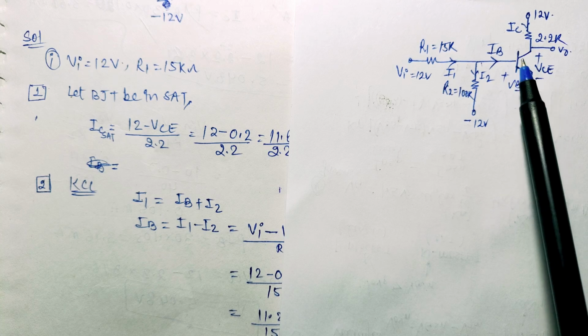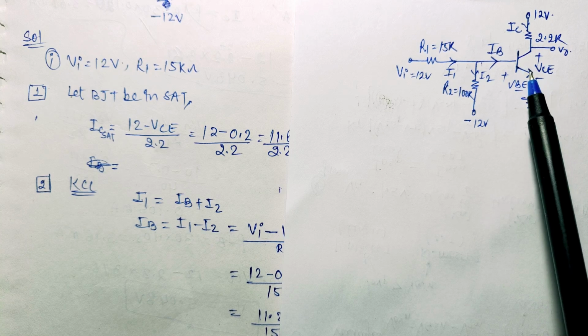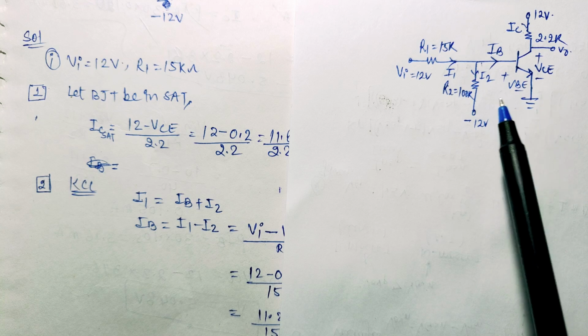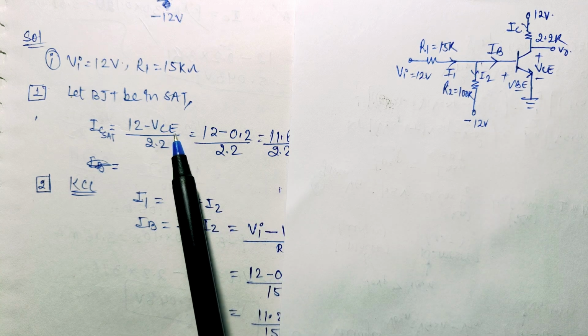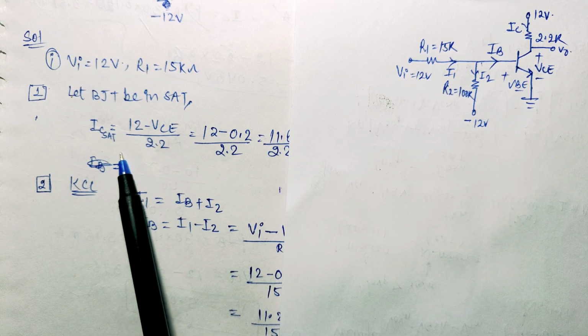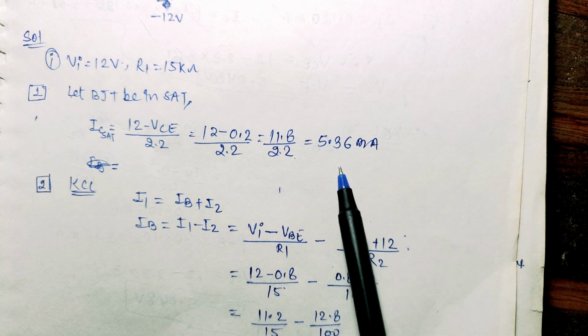Since this transistor is working in saturation region and it is a silicon transistor, VC voltage will be equal to 0.2 volt. So we put VC equal to 0.2, VI value 12 volt, and RC value 2.2 kilo ohm. Then ISAT value can be calculated as 5.36 milliampere.